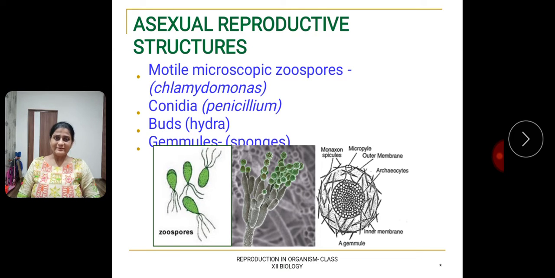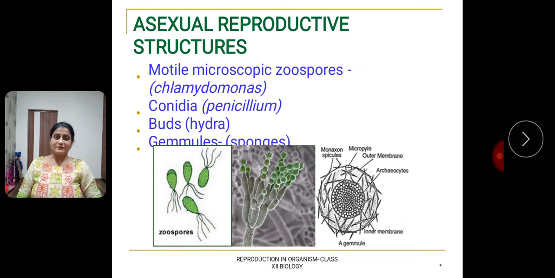The new plant gets detached from the parental plant. Okay, the new plant which is produced from the vegetative part will get detached from the parent plant and then it will live its individual life. So this is known as vegetative propagation. The vegetative propagation takes place with the help of vegetative propagules.